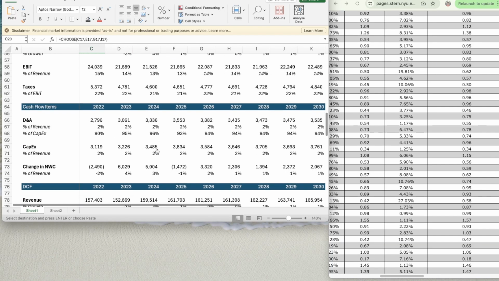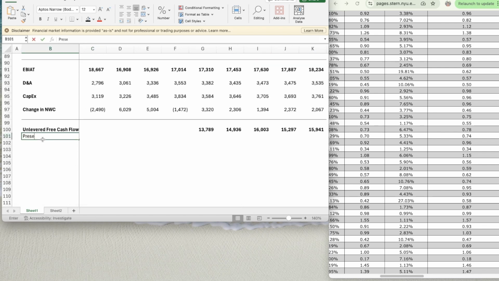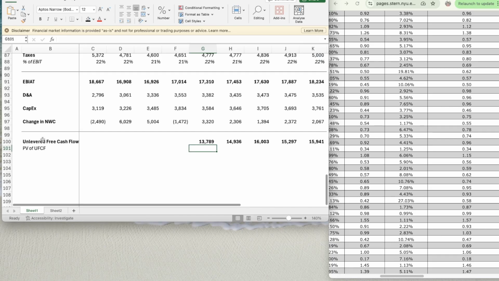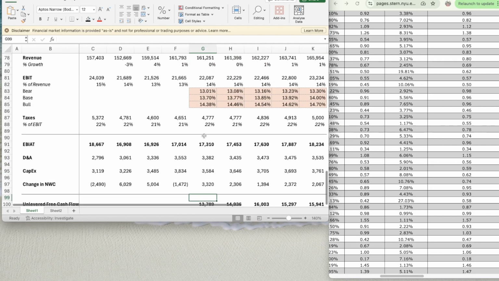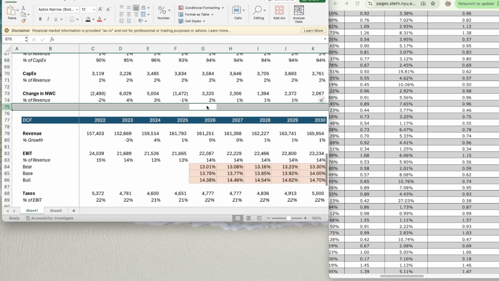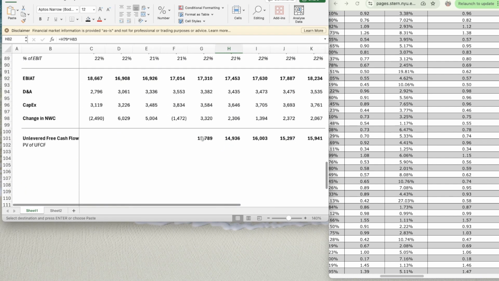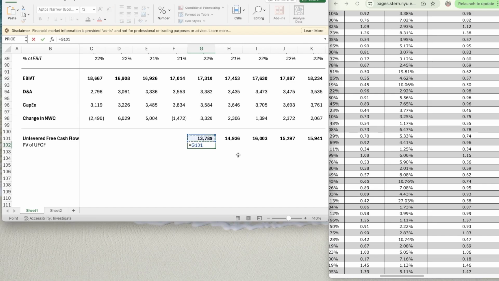Now, okay, this is the fun part because we're going to start calculating everything. Let's just call it present value of free cash flow, so PV of UFCF. I normally do it here. Add another line and go 1 on 2026 and just plus 1 until you get to 5, because we're doing this 5 years out.